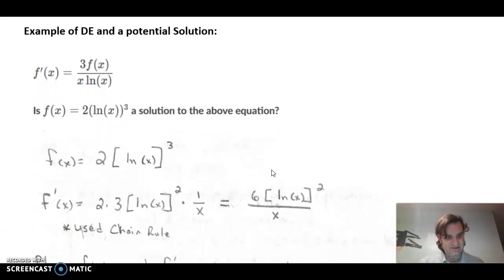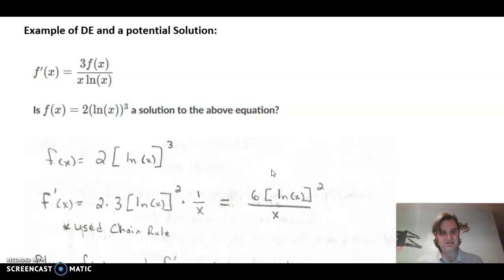So the first one here I want to go through is just showing you how a differential equation works. We're not really solving anything. So we've got basically f prime equals 3 times f divided by x times the natural log of x. So basically f of x is the function, which will be our solution. F prime is the derivative of it, and when I plug those in, it will have to balance out.